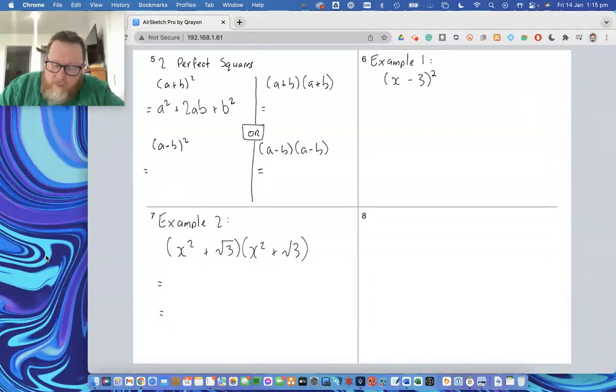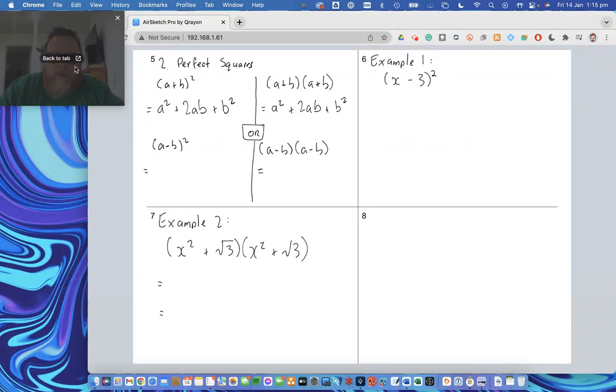If we have it in this form, it is exactly the same. I don't want to see you using chicken beak method. I don't want to see you using box method. I want you to be going, oh yeah, I square the first, and then I add 2 times the two terms in the middle, and then I finish off with plus the square of the second.